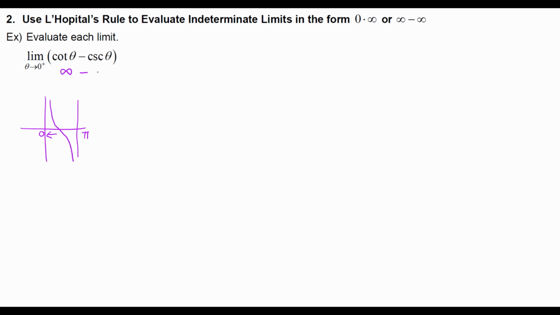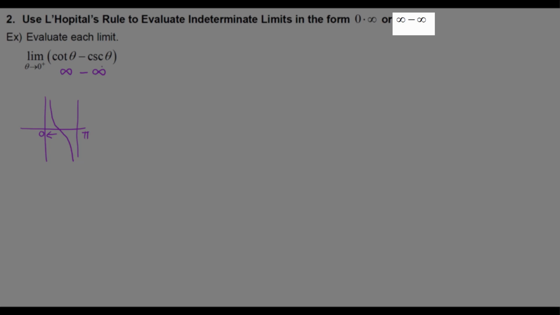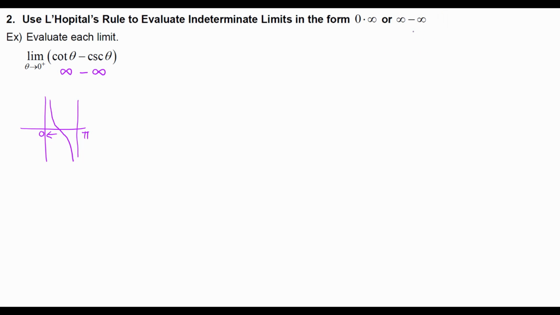You just saw it also goes to positive infinity. So you have infinity minus infinity. So let's try to rewrite these so that we can form a rational expression that will give you either 0 over 0 or infinity over infinity. So the limit as theta approaches 0 from the right: cotangent theta is cosine theta over sine theta, minus cosecant theta, which is 1 over sine theta.